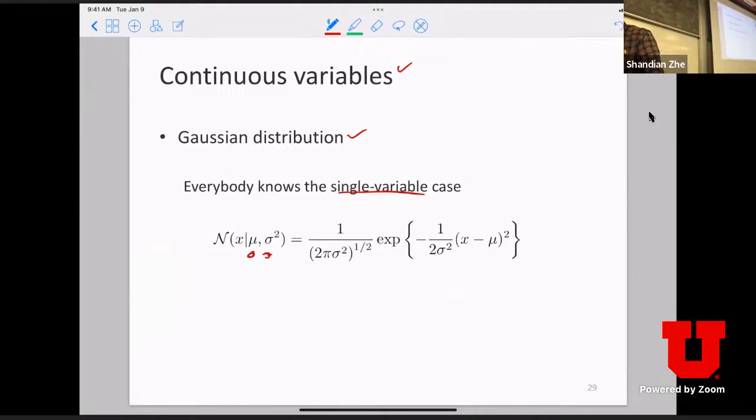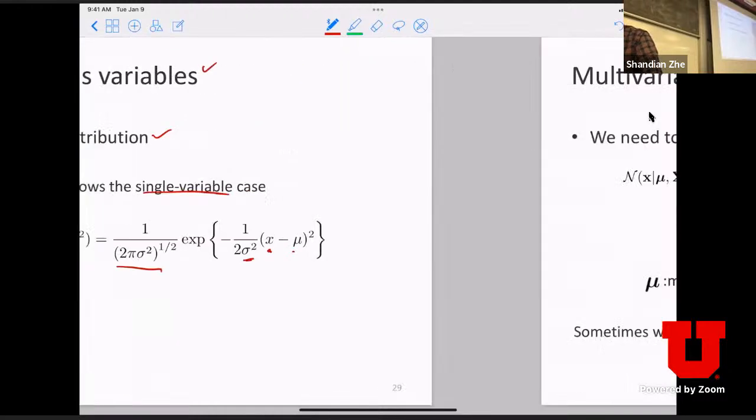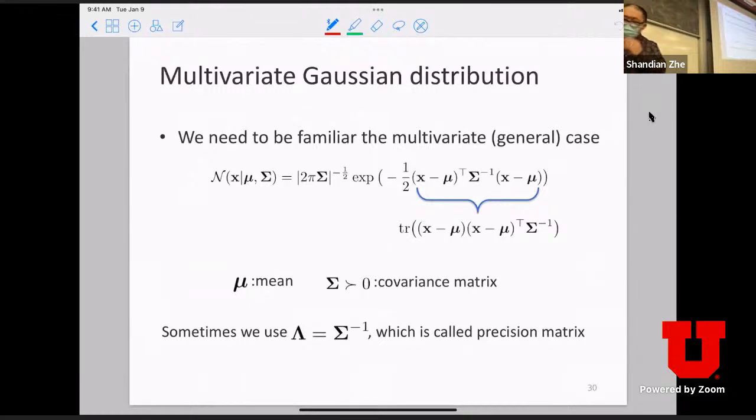So the density is 1 over this term, and e to the power of minus 1 over 2 variance times the squared difference between your random variable and the mean. But here I want to advance our knowledge and become familiar with the multivariable case, because this is the most commonly used in machine learning scenarios.